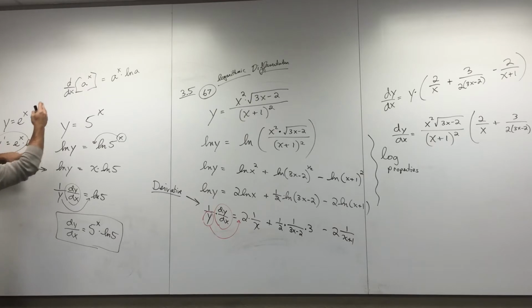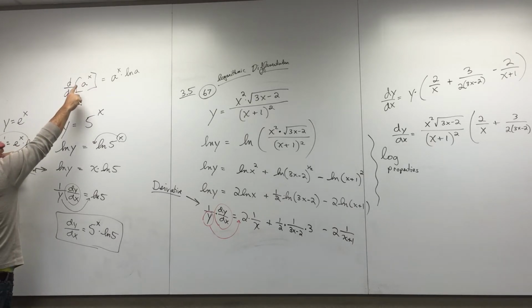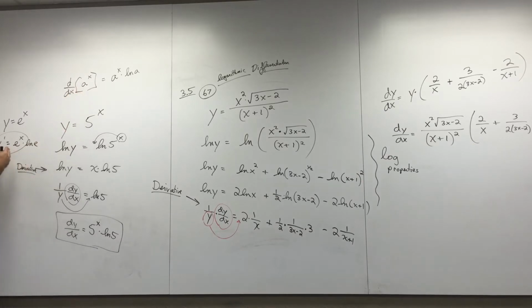So that rule applies to other bases when it's base 2 or base 5 or base 7. That's the rule. When it's base e, it's also the rule, except the ln of e is 1. So nobody ever realized that was the rule.